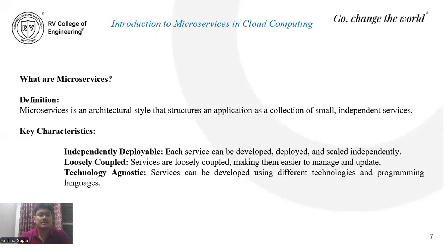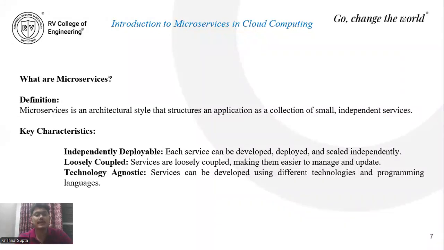But now, if we are shifting to microservices, we can structure our application in such a way that we can divide it into several different small services, which are independent from each other. For example, if you are having an application like a streaming service, the billing service is a different microservice. The recommendation service is a different microservice, and the analytics service is a different microservice. So this is a common example of microservices in cloud computing.